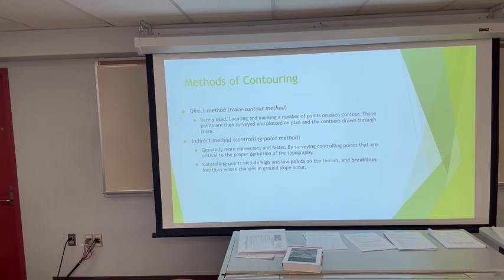That are critical to the proper definition of topography. The controlling points. Yeah, great question, thanks for asking. Controlling points include the high points, low points on the terrain, as well as break line locations where ground slopes change. So you're looking for the high point of ground, the low points of ground, and locating break lines, locations where the ground slope changes.